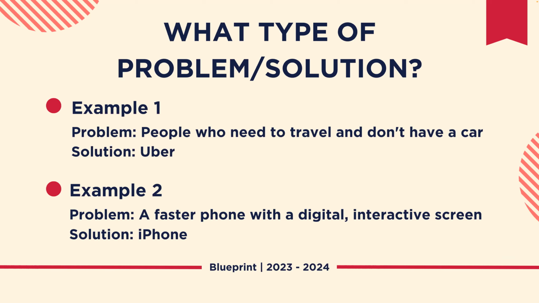That does not apply to everybody. That does not apply to people who are too young to go on Uber. That does not apply to people who have a car and can drive, just the people who need to go somewhere right now, but they don't have a way to get there. So the second example, the problem is a faster phone with a digital interactive screen. And the solution is the iPhone. And you can pause it again, but the type of problem we're talking about is needs improvement. Because there were already phones available before the iPhone came out, but the iPhone came and improved the current solution, the current phone, with better attributes, better traits that made it more desirable and made it better for people to buy.